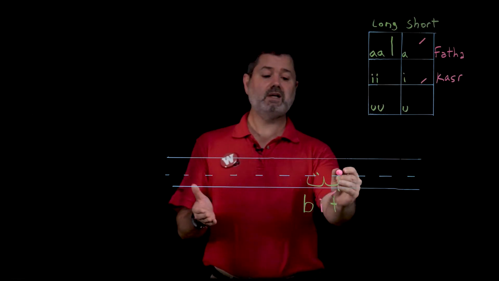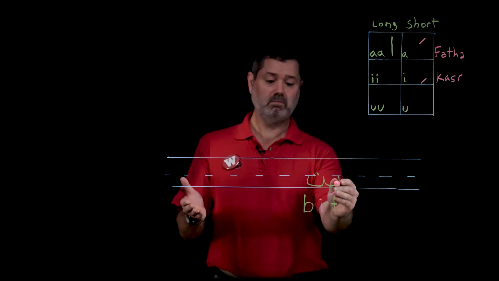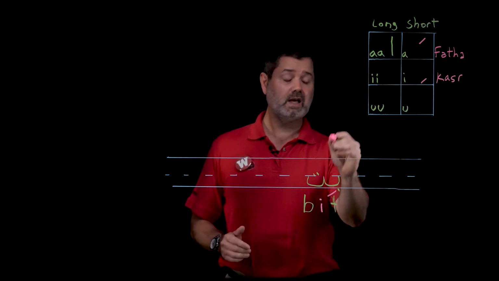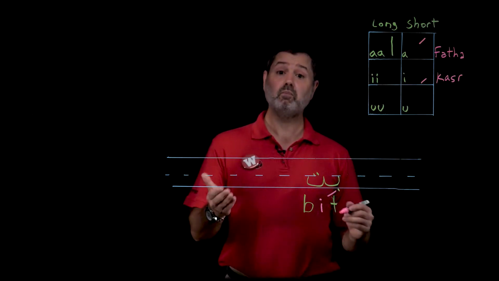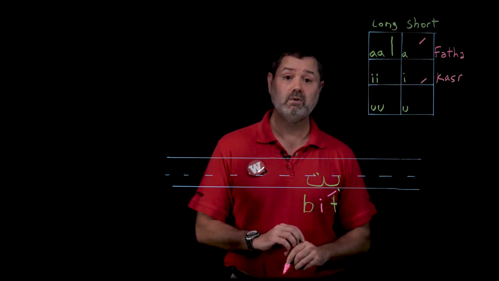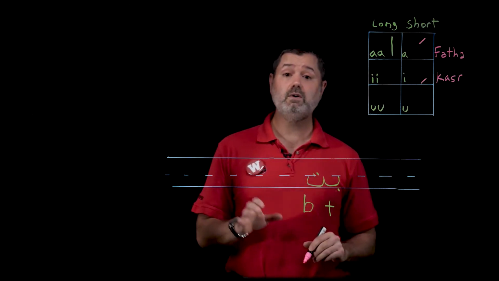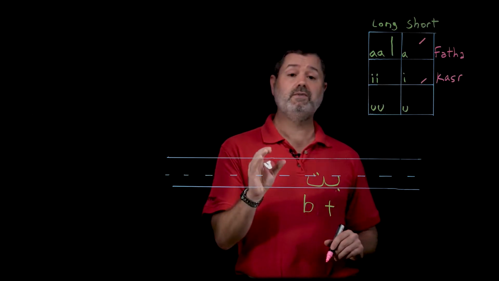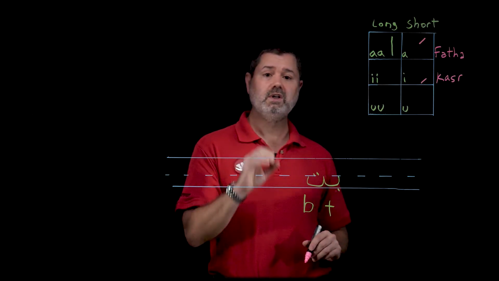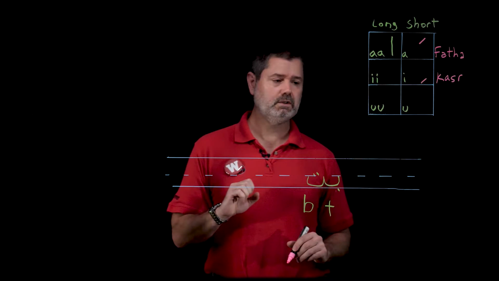So this would be pronounced bit, bit. Notice the only difference is where that line is. Okay? Well, we have one more vowel to look at. So we said we have a long vowel, oo, so we have a short vowel, which is like the u in foot, for example.